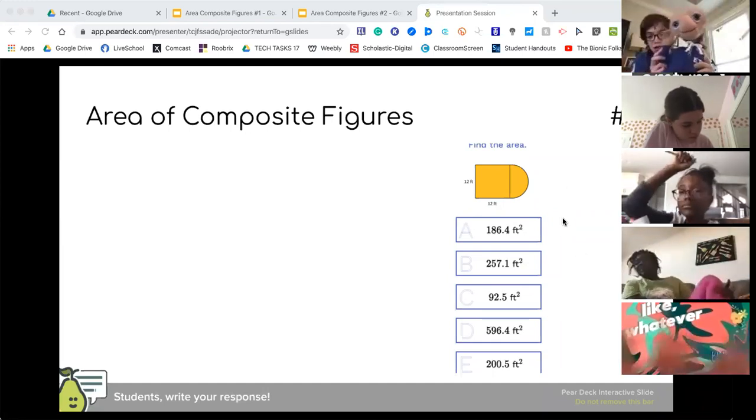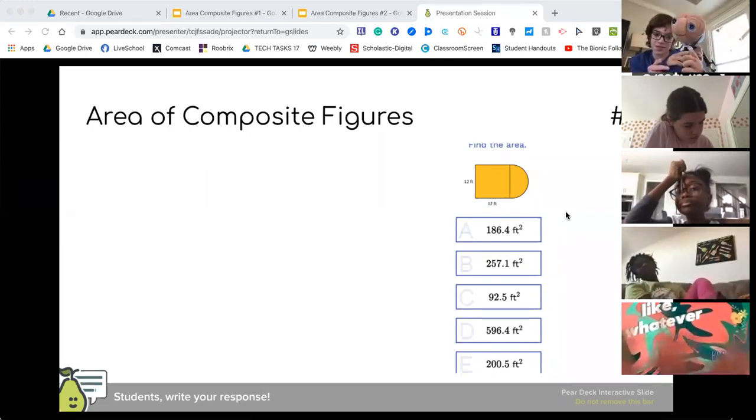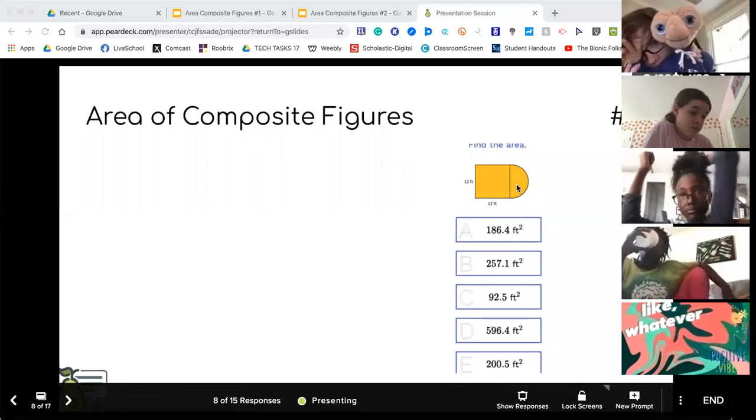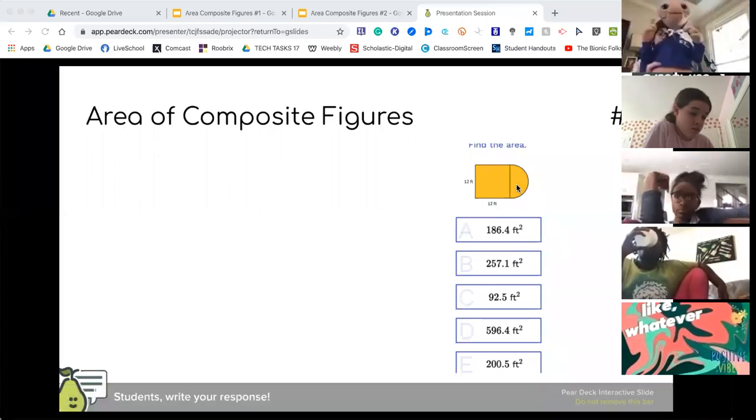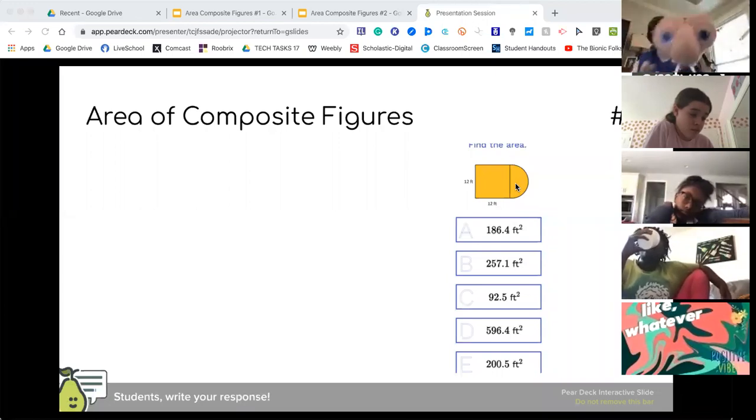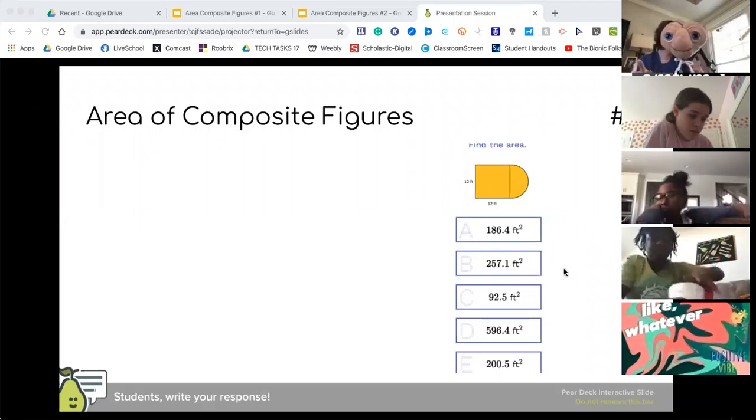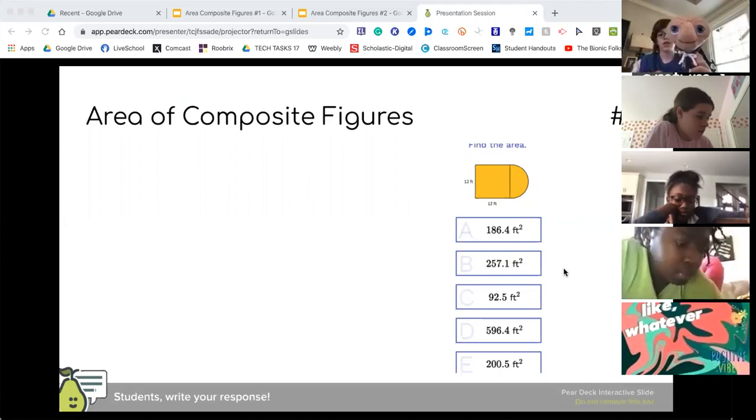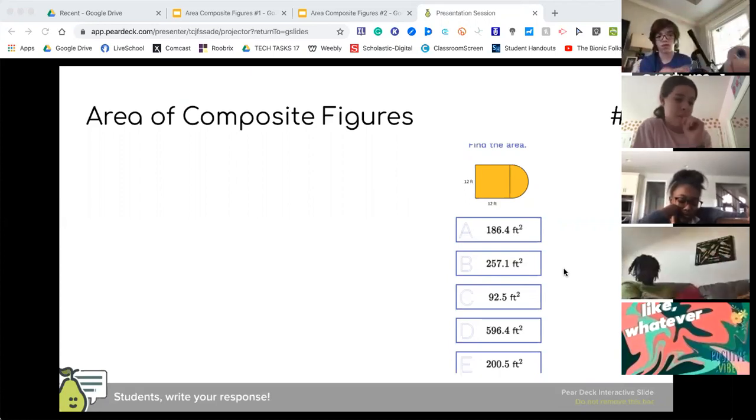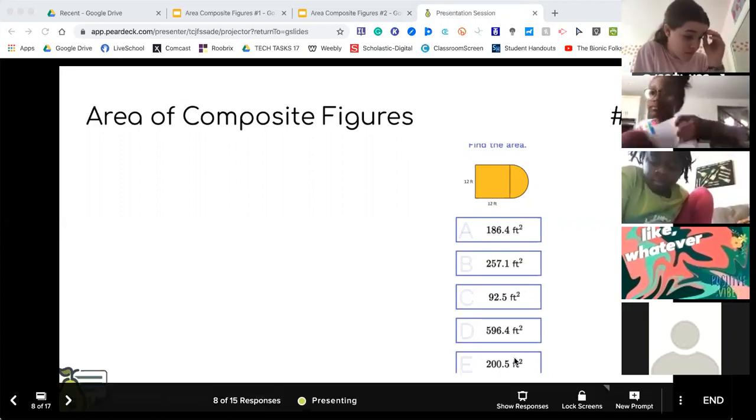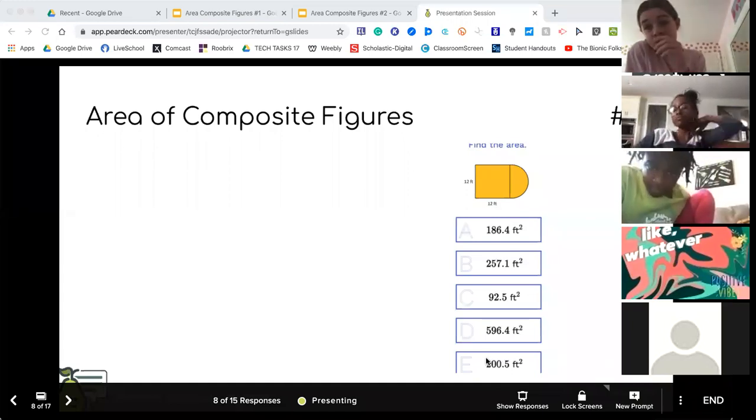So Fred, when I do the circle, I get 113.1, but I got to half it. The reason I've got to half it is because that's only half of the circle. So half of that would be 56.5 plus 144. The answer you got should be E, 200.5? Yes, the answer is E, 200.5.